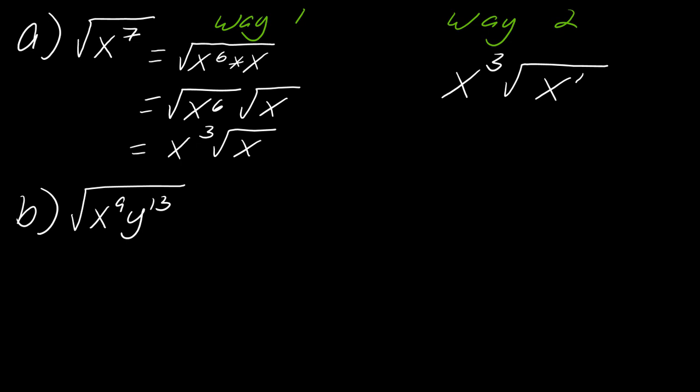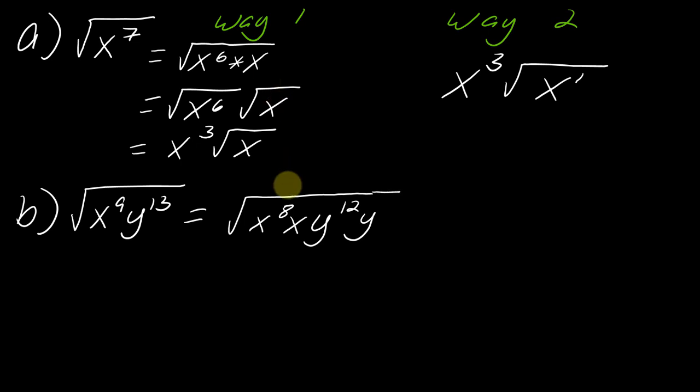Okay, so now I've got the square root of x to the 9th and y to the 13th. If I want to do this with way 1, I'm going to think about what are the largest numbers below 9 and 13 that are divisible by 2. So that would be x to the 8th and y to the 12th.